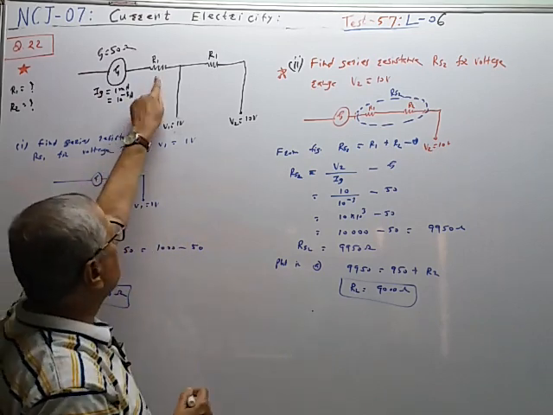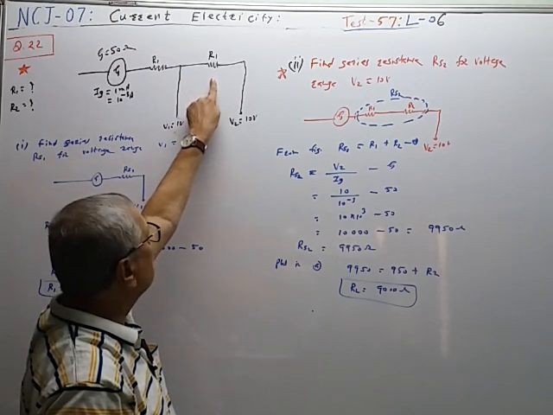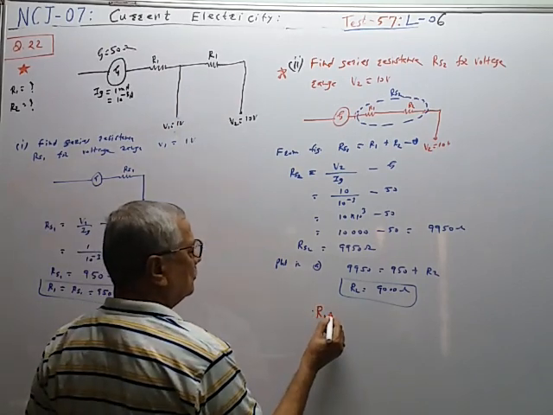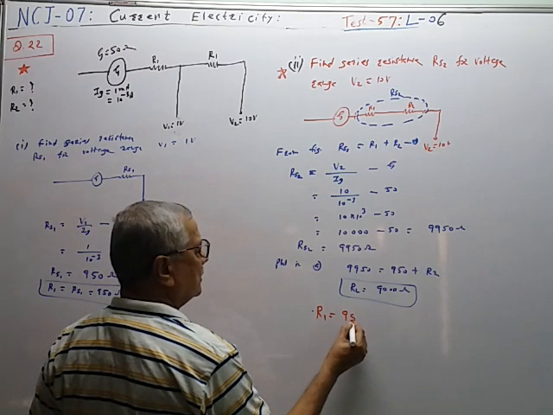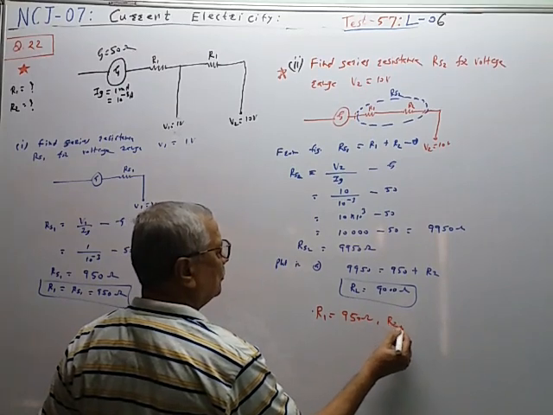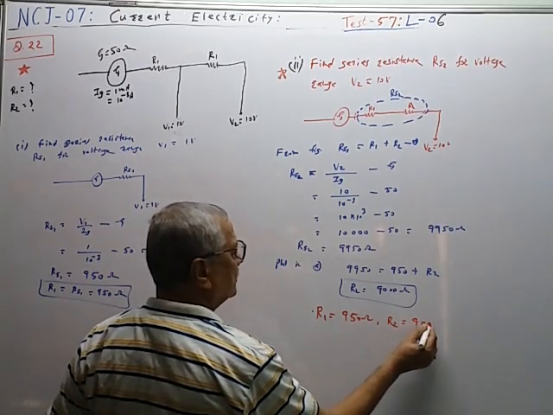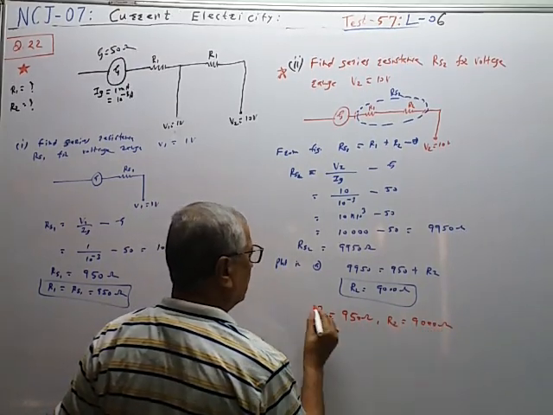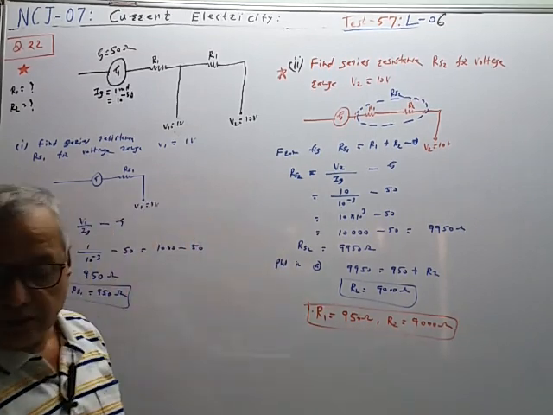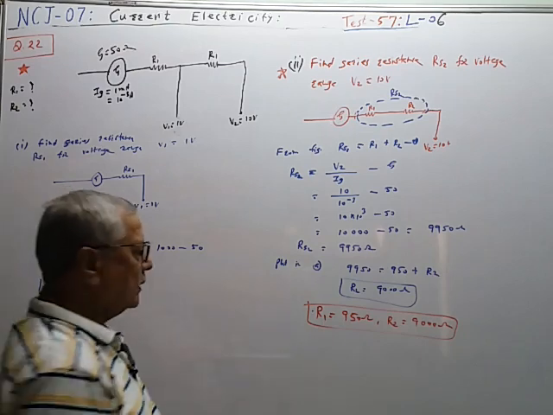So the correct answer is R1 is equal to 950 ohm, R2 is equal to 9,000 ohm. And therefore, the correct choice is C.